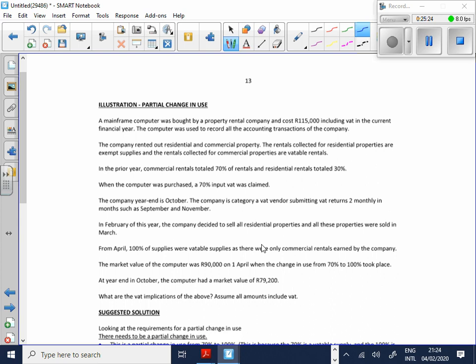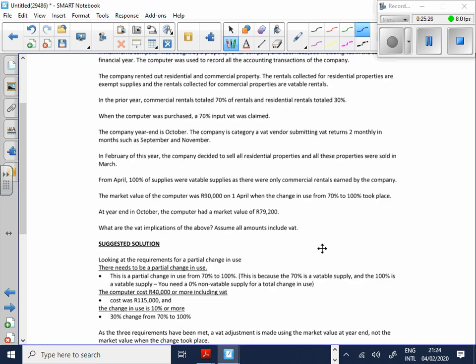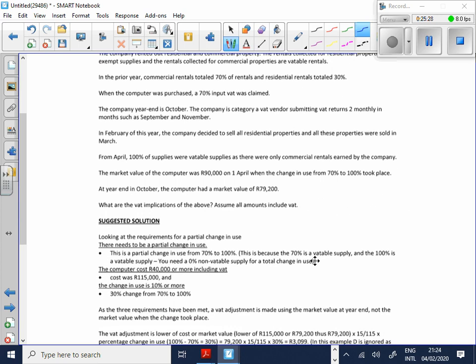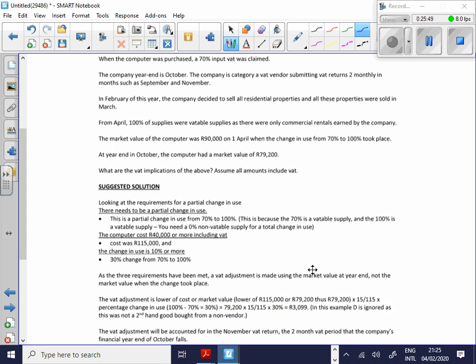We've gone to 100%. So what are you going to do? Now, if you're going to discuss it, guys, it needs to be a partial change in use. 70 to 100 is a partial change in use. We've gone from VAT to VAT. Next requirement, guys, must cost 40 or more, including VAT. Cost was 115. And then the change in use needs to be 10% or more. It's 30, so it's there. So what are we going to do in the November VAT return?